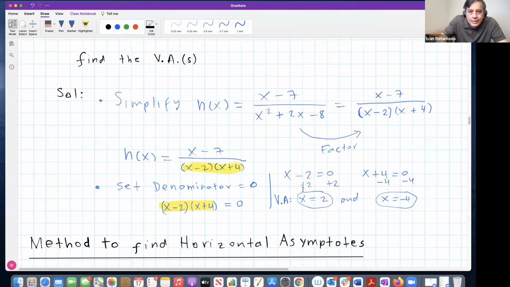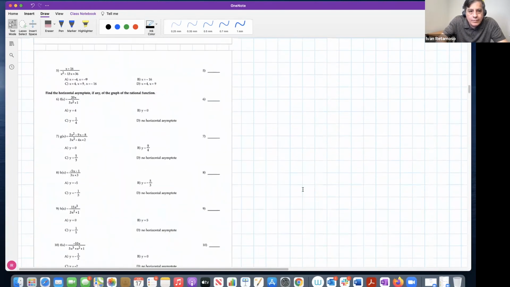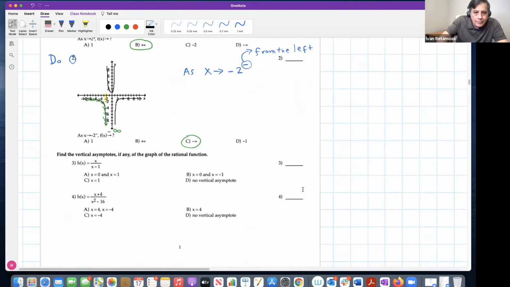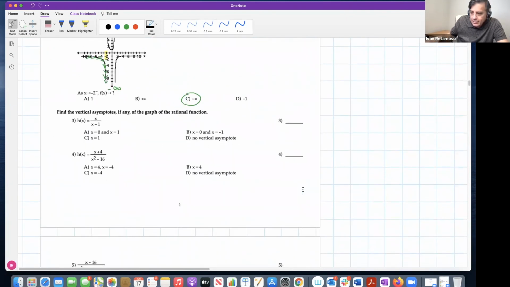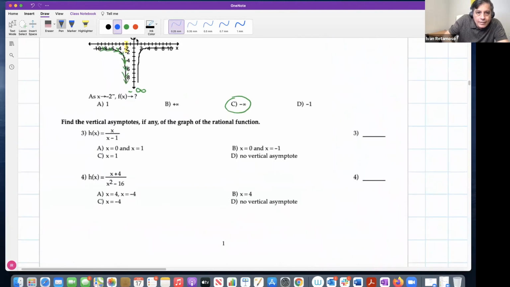Now, let me ask you to do some work on your own before we go to the break. So let's see if you can do something here. Can you try this too? Let's start with number 3. Can you do this? Find the vertical asymptote, or vertical asymptotes.